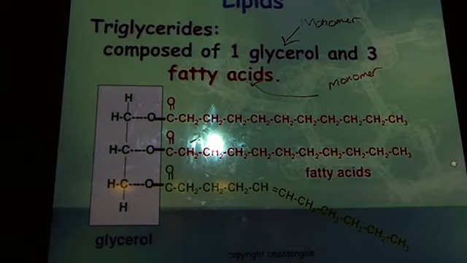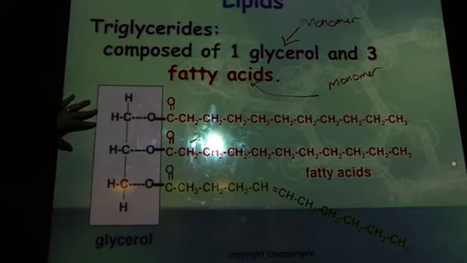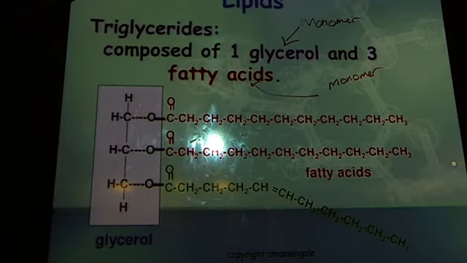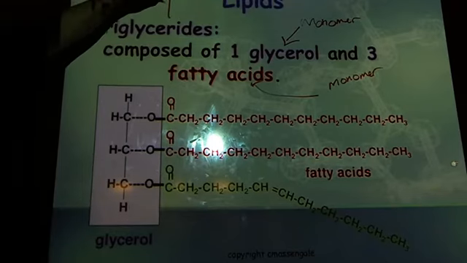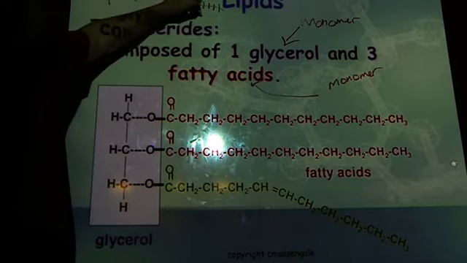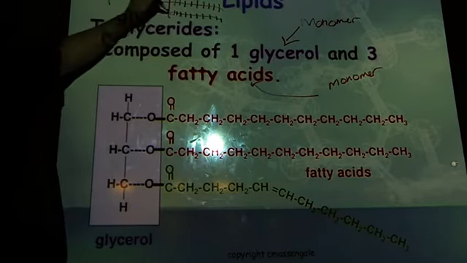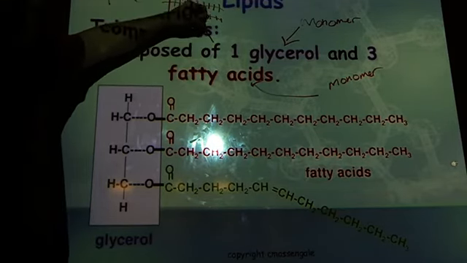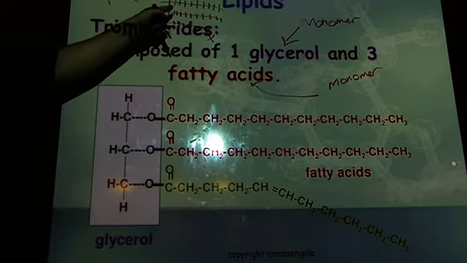Now, I told you I was going to show you an easier way to draw this. That way you don't have to write down all these CHOs, CHs, CHs. Watch this. Here's my triglyceride. Isn't that easier to write? Yeah. Now, what do all these little lines mean? Basically, it's like this. These tiny little lines mean that there's a carbon with hydrogen, carbon and hydrogens, carbon and hydrogens.